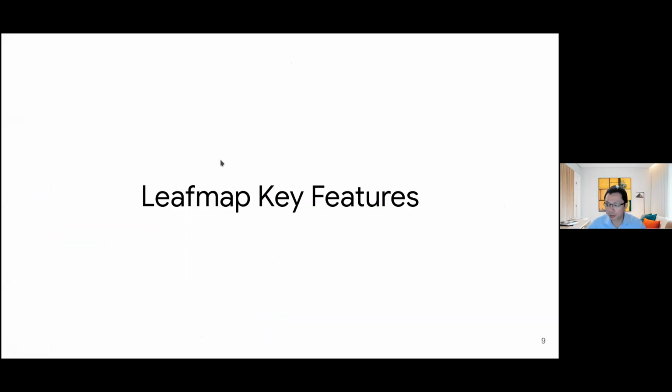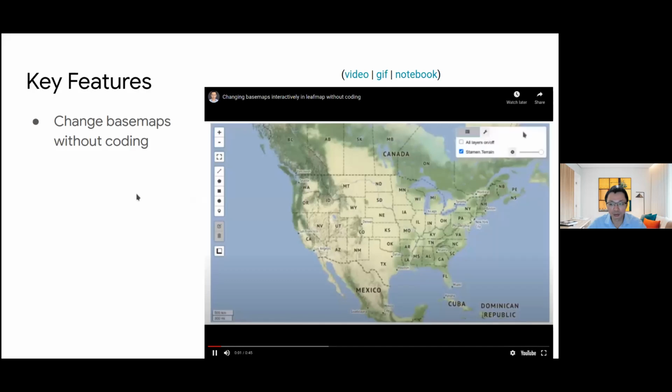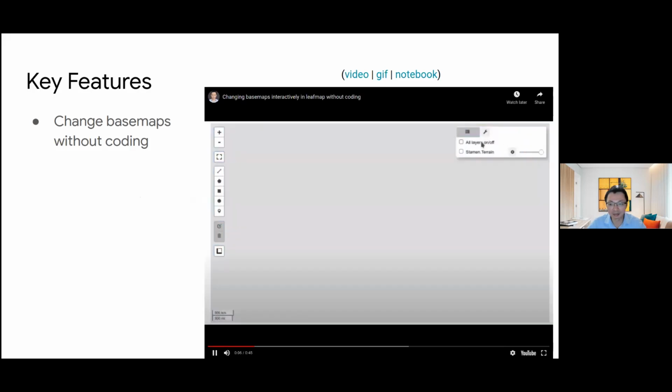So next, I'm going to quickly go through some of the examples, what kind of things you can do with Leafmap. So just some of the features, not all of them. But just to give you a quick overview. So here, for example, we can change the base map interactively without coding.